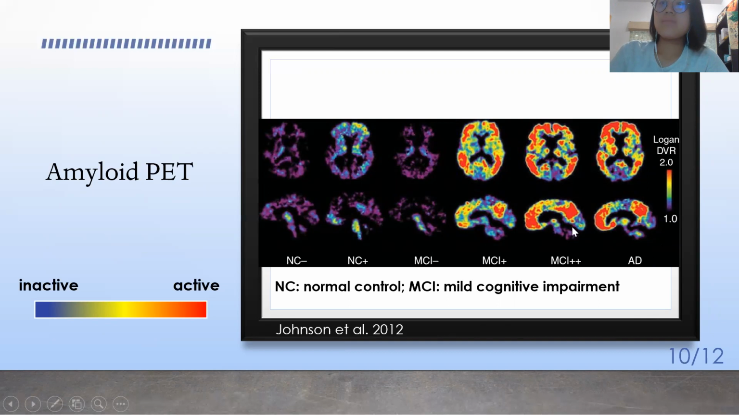With MCI, the patient already shows activated signal from amyloid beta. And at the last stage, in Alzheimer's diagnosed patients, the signal for amyloid beta is the strongest.